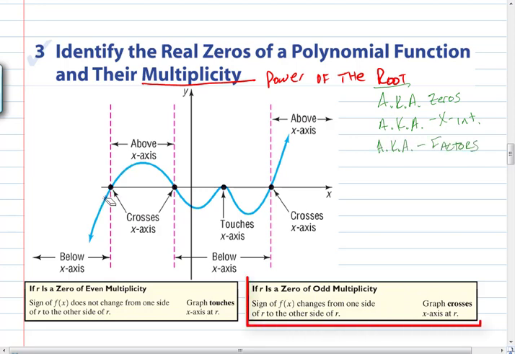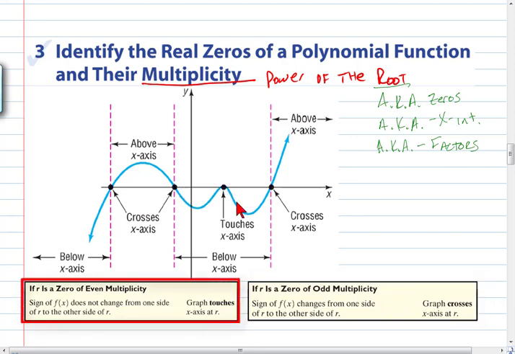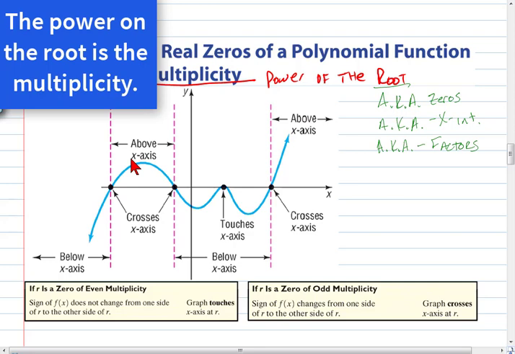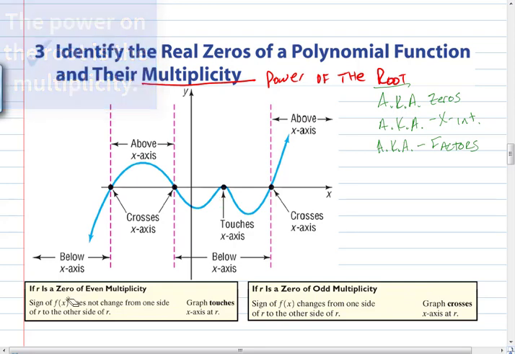Here, notice we're crossing the x-axis. If the graph crosses the x-axis, then we would say that this root has a multiplicity that is odd. If the graph ever just comes up, touches the x-axis, and goes back down, then the multiplicity is even. It does like a bounce back. So if the graph crosses, we know the power is odd. If it touches and comes back, we know that the power is even.